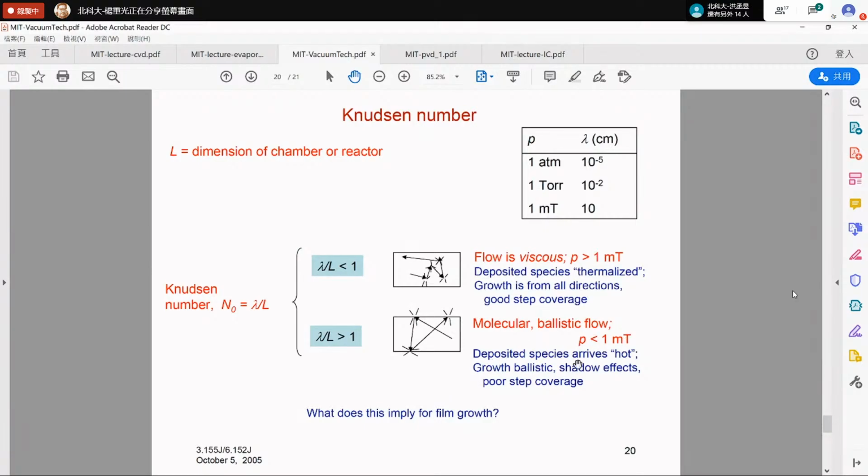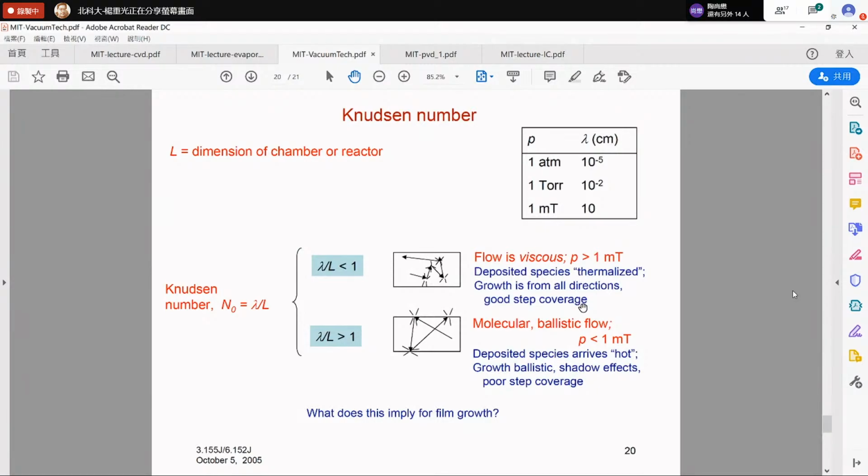In this case, the deposited species arrive hot, and the growth is ballistic, and you get the shadow effect, and the step coverage is not going to be good. However, if the flow is viscous, you will see the deposited species are thermalized, and the growth is from all directions, and you get good step coverage.